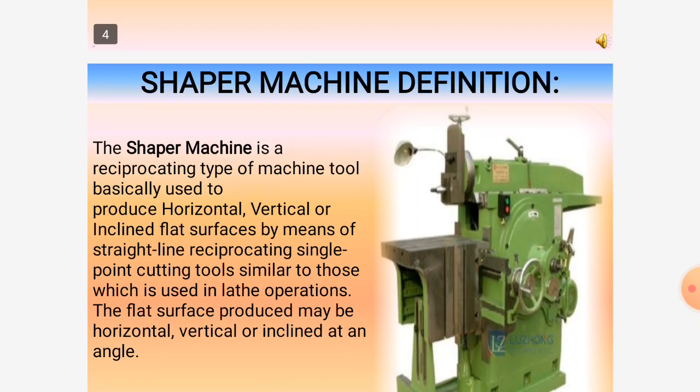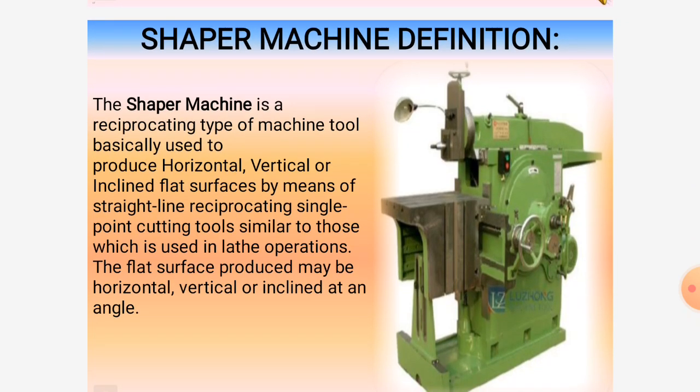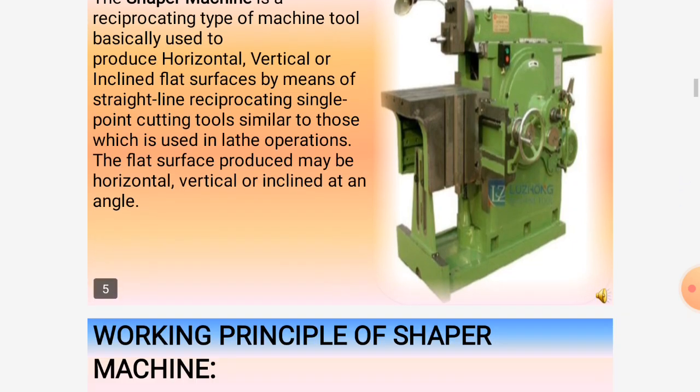Shaper machine definition. The shaper machine is a reciprocating type of machine tool basically used to produce horizontal, vertical, or inclined flat surfaces by means of straight line reciprocating single point cutting tools, similar to those used in lathe operations. The flat surface produced may be horizontal, vertical, or inclined at an angle.